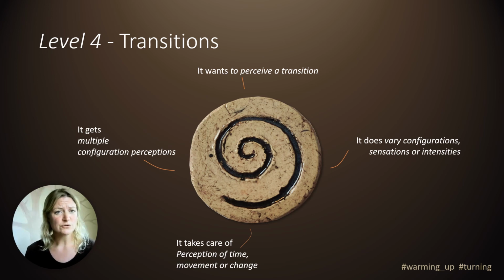Level 4 controls the perception of time, movement or change as configurations, sensations or intensities vary. For example, water warming up or turning your face to view your second screen. And this level combines multiple configuration perceptions into the experience of change. It creates this wanted experience of change by varying configurations, sensations or intensities.